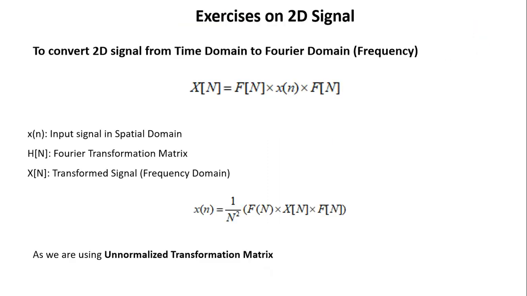Now we will see the formula for a two-dimensional signal. Whatever formula we used for Walsh and Walsh-Hadamard is the same, only the transformation matrix is changed. Otherwise the rest of the things are the same, and for simplification we are using the unnormalized transformation matrix, but we can deal with the normalized transformation matrix also.